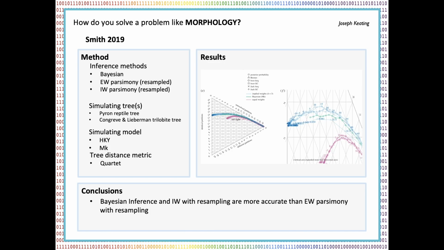Finally, Martin Smith applied the quartet distance metric to the problem in 2019. Using previously published simulated datasets, Smith measured the number of correct, incorrect, and unresolved quartet statements in estimated trees with different levels of resampling. He concluded that both Bayesian and implied weighting parsimony with resampling can produce trees with similar levels of accuracy and precision, and that both of these methods can outperform equal weighting parsimony.